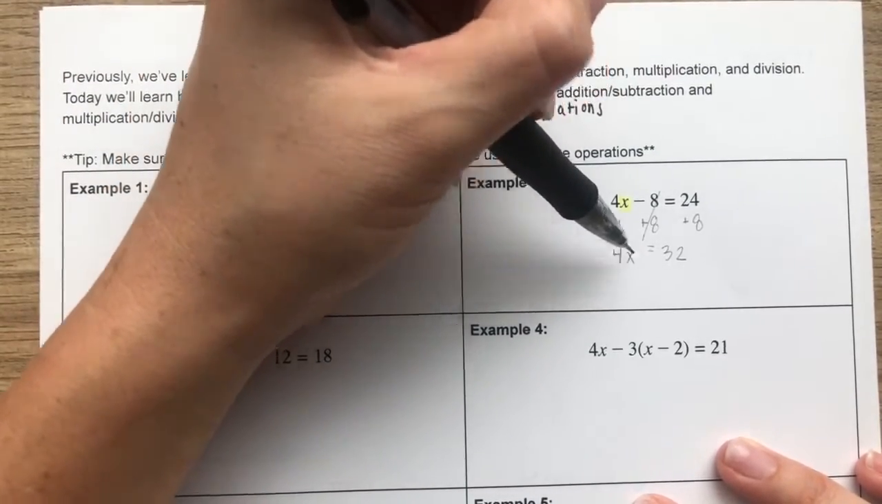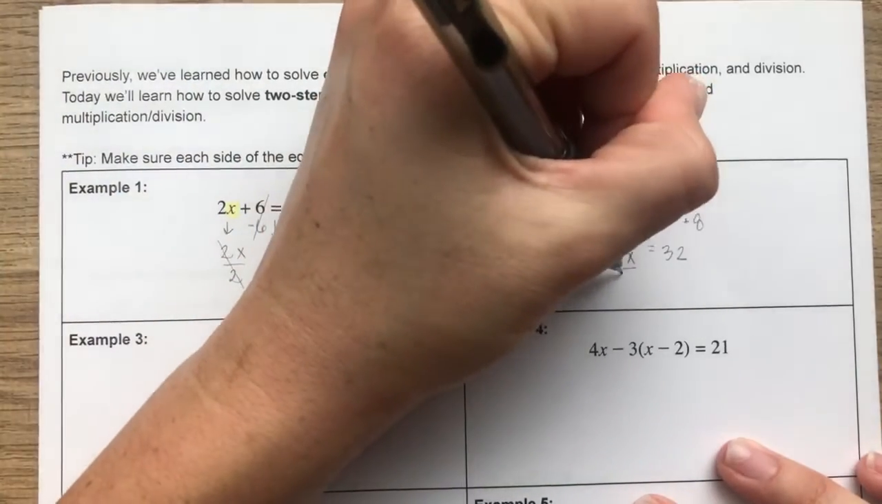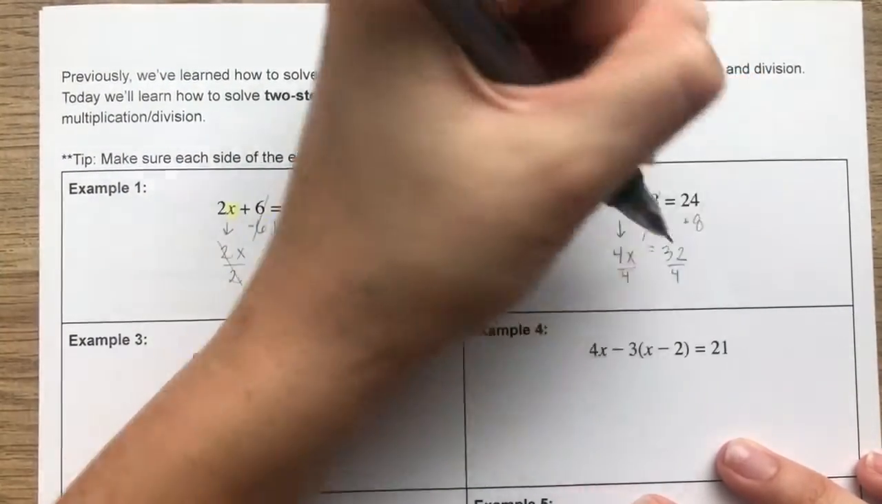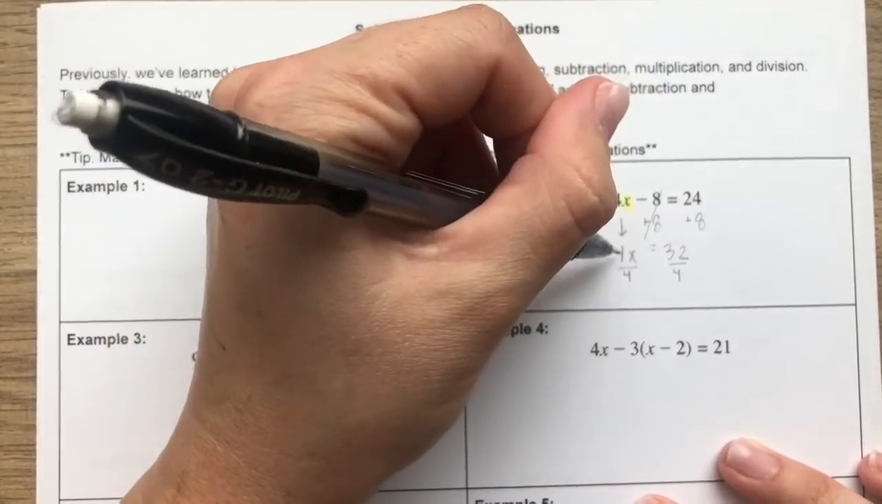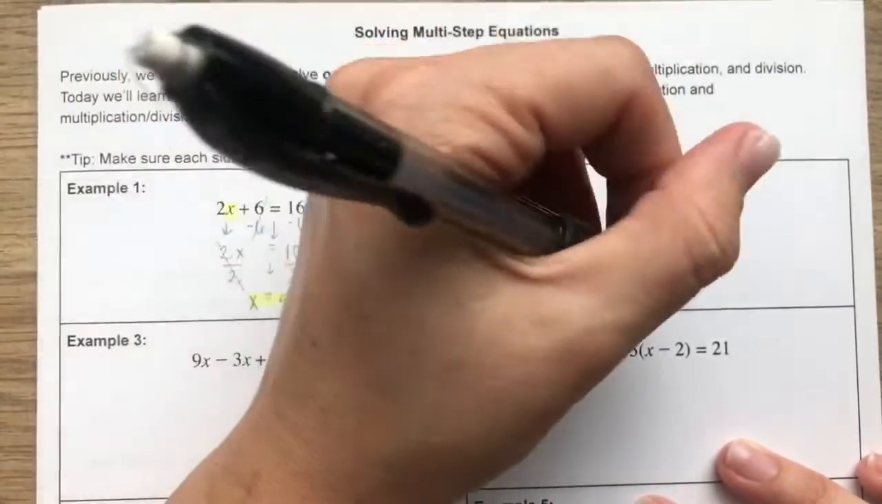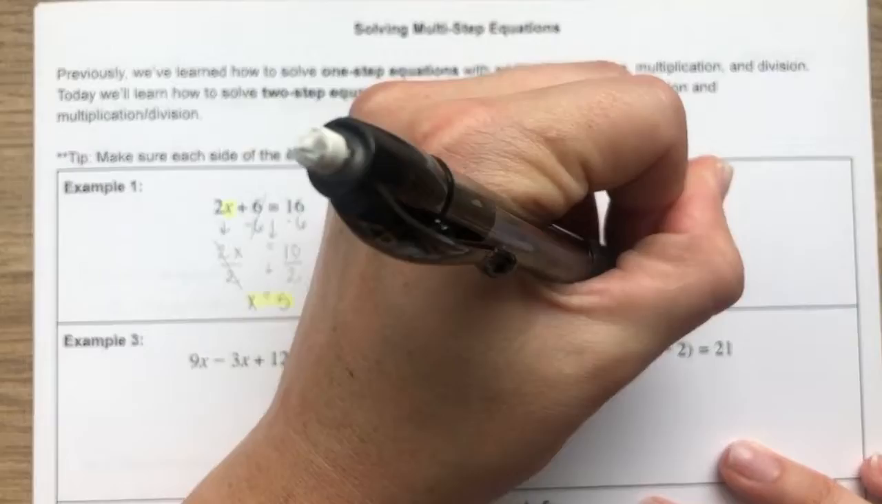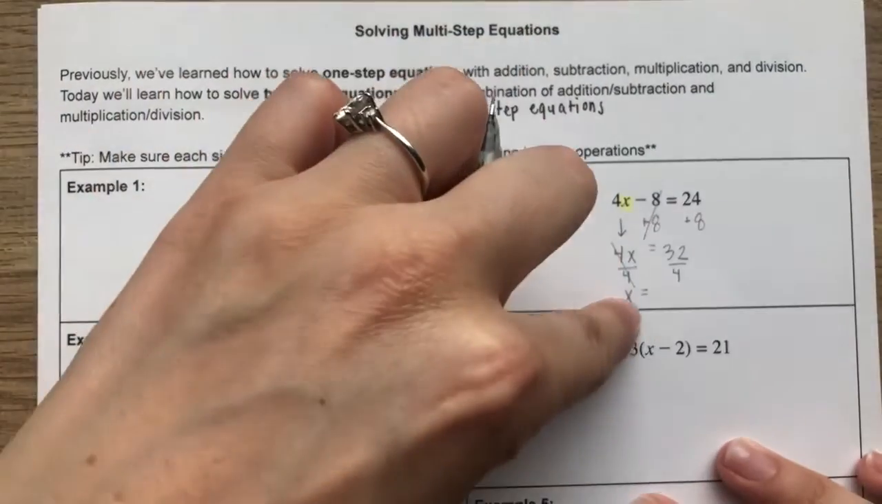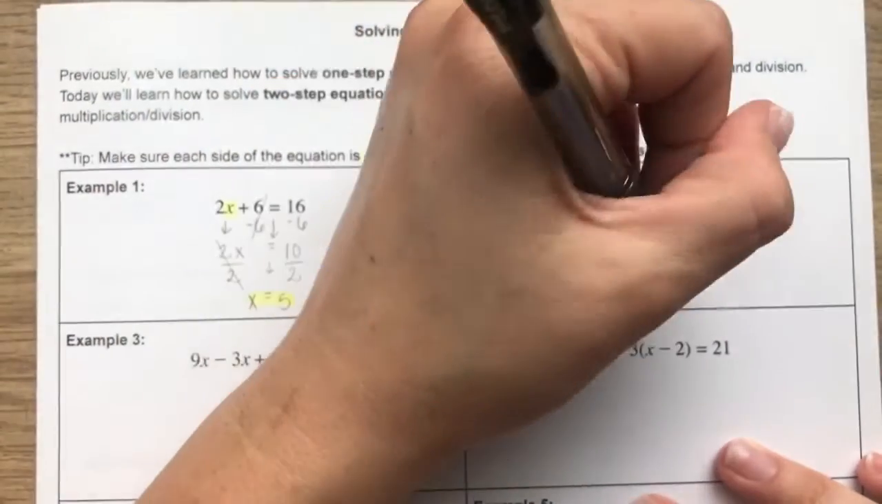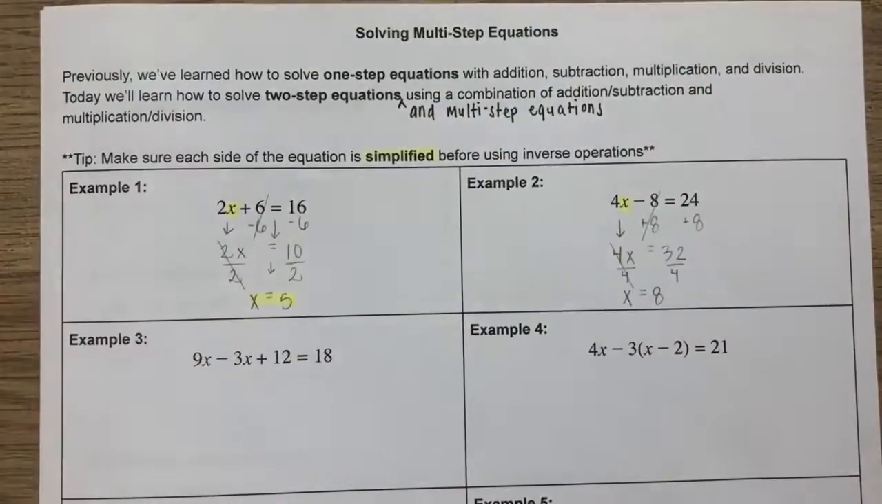So 4 times x. In order to undo multiplying by 4, I have to divide both sides by 4. Multiplying by 4 and dividing by 4 undo each other. So on the left side of the equal sign, I'm just left with x, which is what I wanted. I wanted to get x by itself. And then 32 divided by 4 is 8.